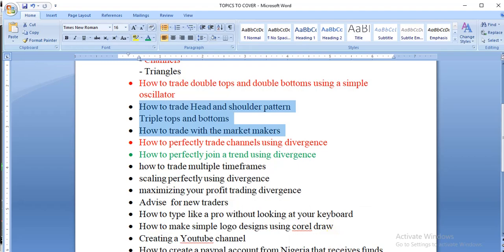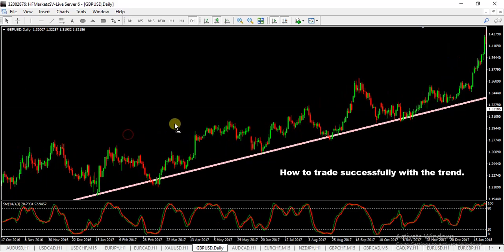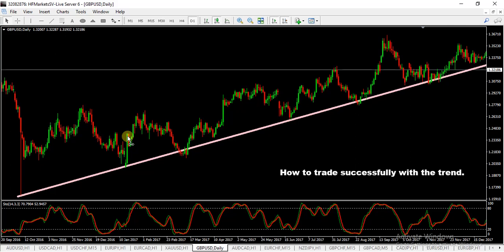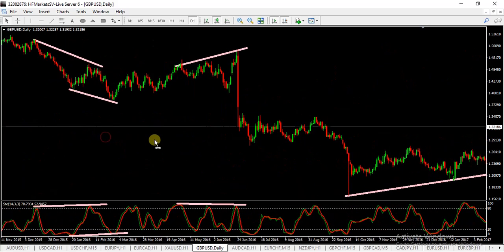Okay, so let's get into the business of the day: how to trade or how to join a trend using divergence. In today's video, we're going to focus mainly on the uptrend. But if today is your very first time hearing the word divergence and you're wondering what it is all about, divergence is simply a conflict that occurs between the price and the oscillator. What do I mean by conflict? A difference that occurs between the price and the oscillator.